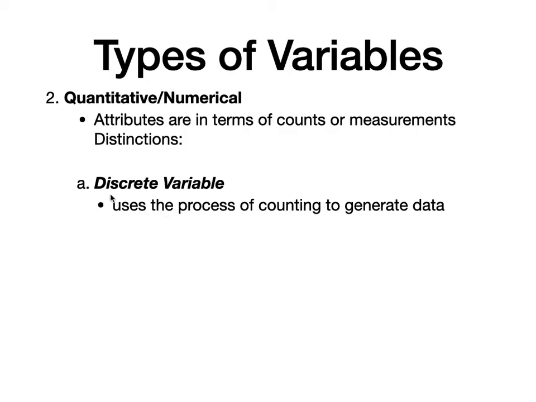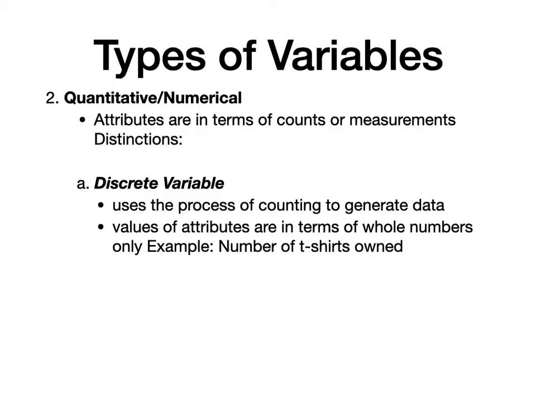Another name for discrete variable is count data because the values are generated by having to count them. And we keep in mind that these values of attributes are in terms of whole numbers, because when we count to generate these values, the values that these may take on are only whole numbers. So for example, the number of t-shirts owned. How do we determine the number of t-shirts owned? We count it, using whole numbers.